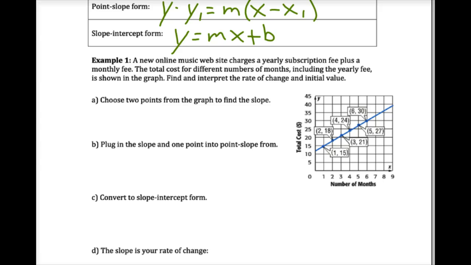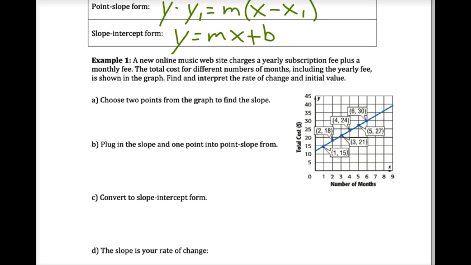So, how many points did they give us on the line? 6. Okay, that was nice of them. Here's what you're going to do. I want everybody to do different points. Don't do the same thing that your neighbor's doing. Be a little creative. Choose 2 points from the graph and find the slope. So everybody choose two of the 6 points. Be different. Okay? And let's find the slope.